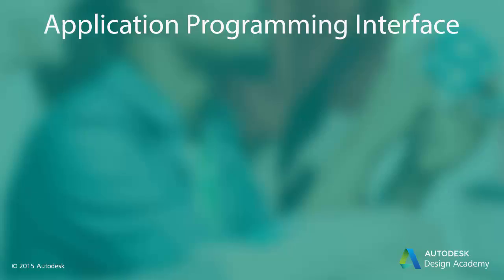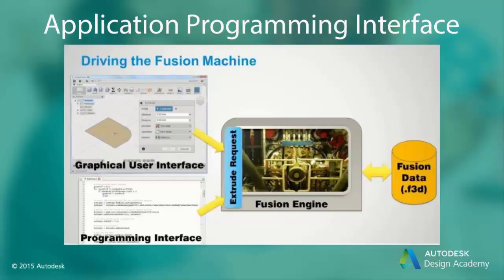So think of Fusion 360 as having an engine that creates all of the geometry and the data that we need. Now there's 2 ways to control and run this engine and tell the engine what to do. The first is the graphical user interface, and the other is the application programming interface, or the API, and that's what we're going to be focusing on.